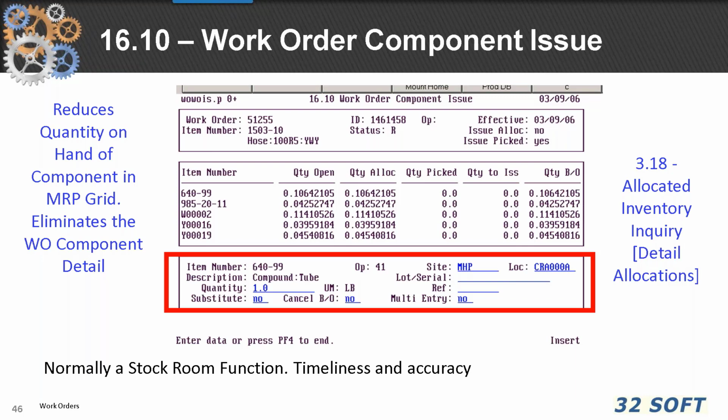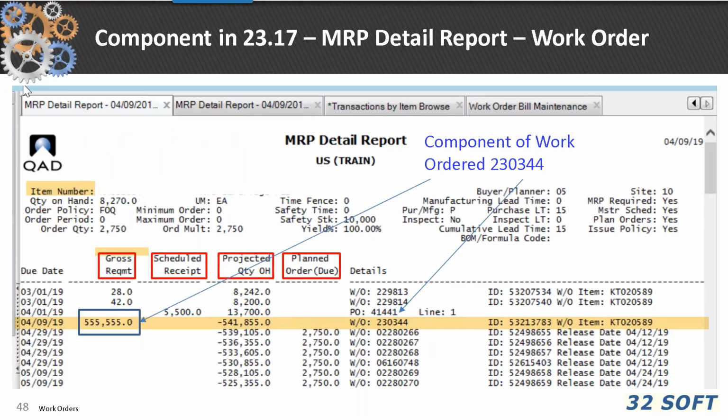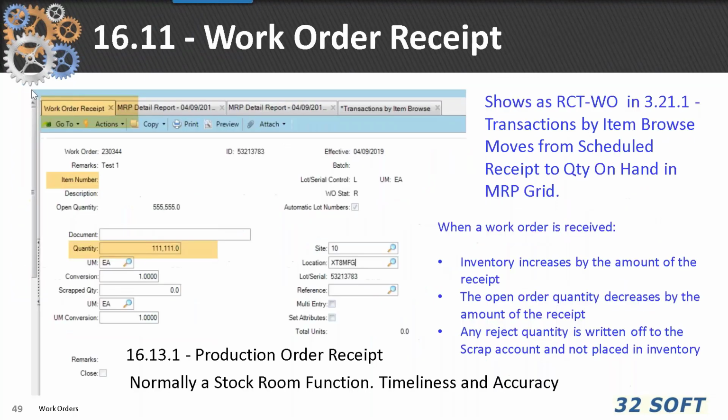The 16.5.12 is the new production order component issue. This is to the production order process as the 16.10 is to the work order process for QAD. Here is a look at the component of a work order ordered for 2344 before the 16.10. The 16.10 work order shows the work order receipt of 16.11.